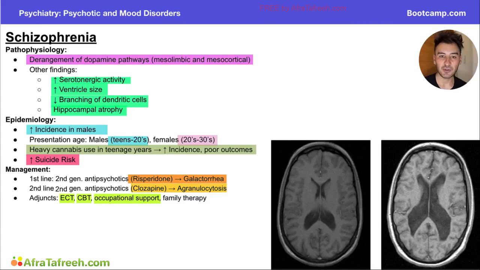And then there are patients who develop schizophrenia at a younger age. Family therapy is usually a great adjunct to choose. They love to include this as an option for parents in maybe an ethics question who are wondering how they can better manage their child with schizophrenia who is living at home.